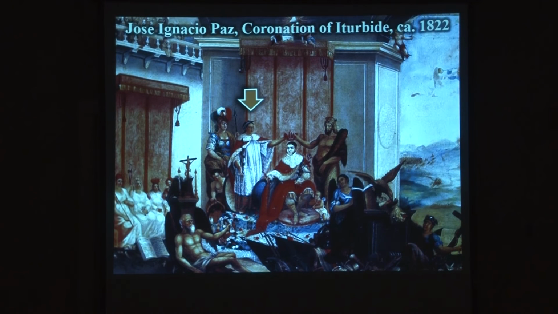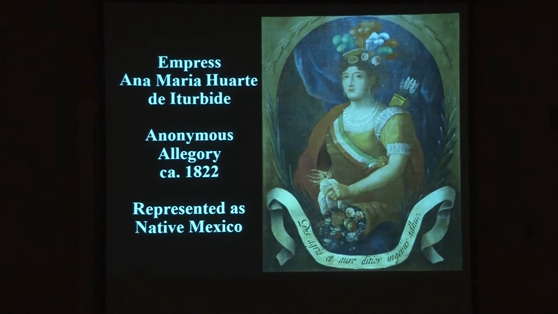Here is one of my favorite portrayals. This is the coronation of Iturbide by Jose Ignacio Paz from 1822. It's an allegory. This actual scene never took place, but it shows Iturbide being crowned here, and who's standing to his left, on his left, with a macuahuitl in her hand. That's our figure, our native Mexico liberty figure there, basically.